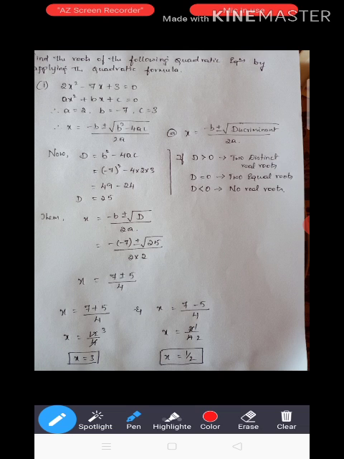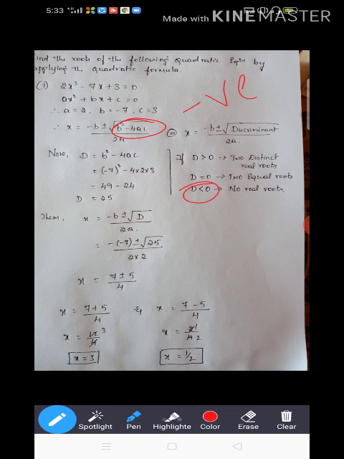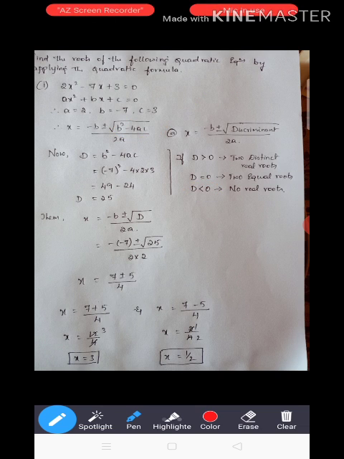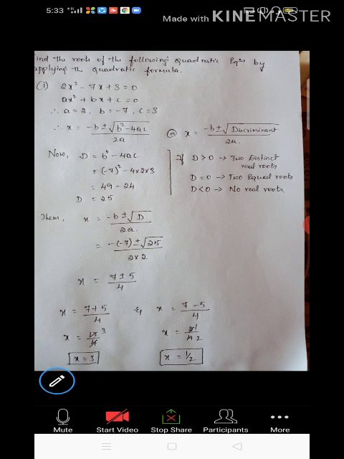If D equals 0, then we get two equal roots, the same values. If the discriminant is less than 0, meaning it is negative, then there are no real roots. So you don't need to find the solutions. Once you get the value of b square minus 4ac as negative, you can directly write that the roots do not exist. This is the reason why we use the discriminant. Clear? Okay, let us come back to the problem.